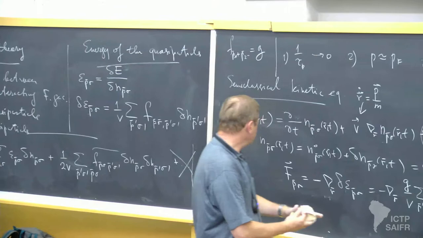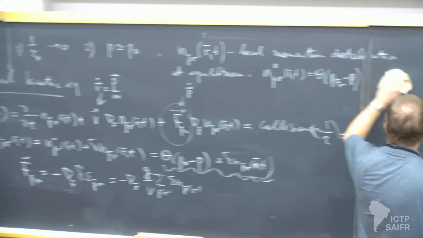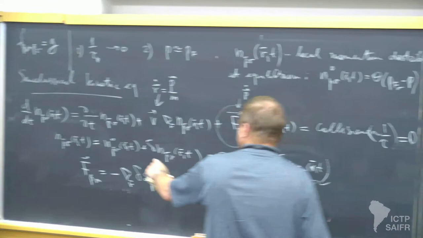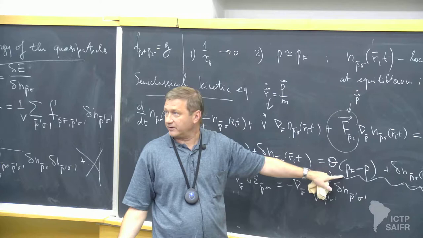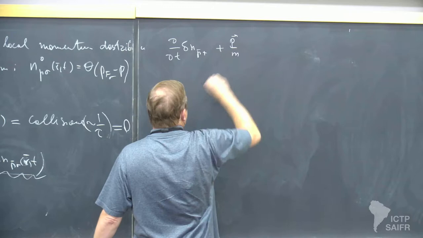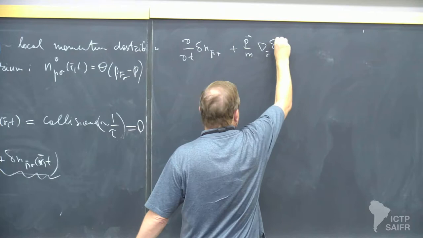So what happens here? Here, the time derivative, and this thing is time independent, so it's only the second term. So let me write it for the plus component. D over dt, delta n p plus, and let me skip rt for a moment. Here the gradient over space is again invariant, so I have to look at these things. And this gives me plus P over M. In a general form, beyond the first order, it would of course be M star, the effective mass. But in our case, then I have gradient over R, delta n p plus.